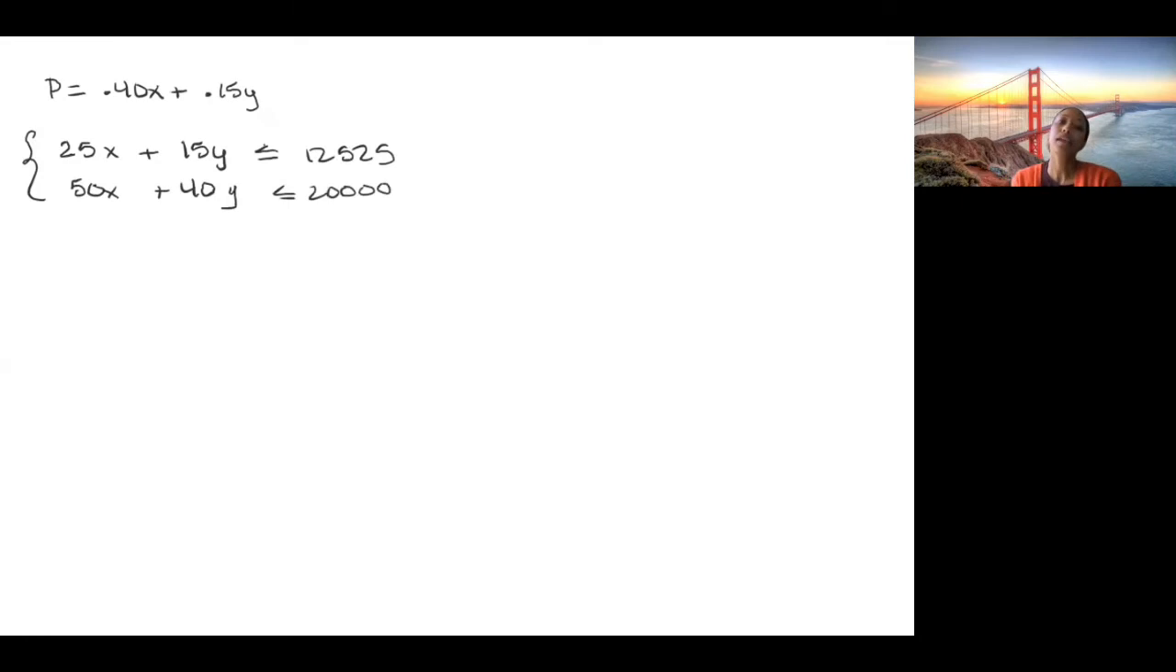Okay, from here, what do we do? We want to look at the two lines, 25x plus 15y equals 12,525, and 50x plus 40y equals 20,000. Find the x and y intercepts. Once we find the x and y intercepts, graph the line, pick a test point, find our feasible solution region, find the corner points, plug them in. All right, let's go.